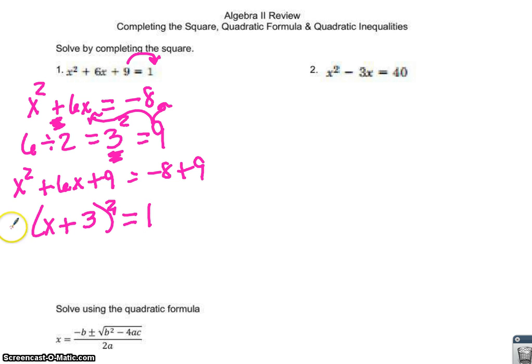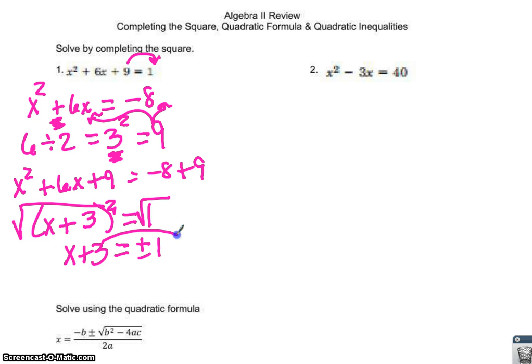You got to get rid of your squared, so we're going to square root both sides. The square root and the squared cancel each other out and leave you with just x plus 3 equals the square root of 1, which is plus or minus 1.